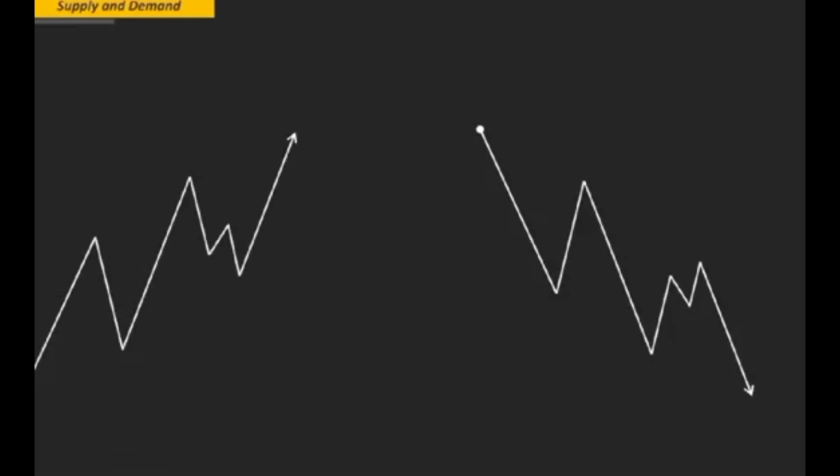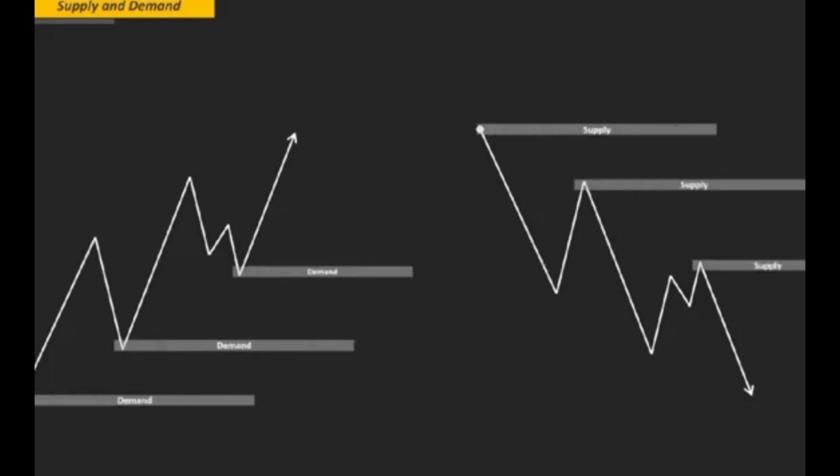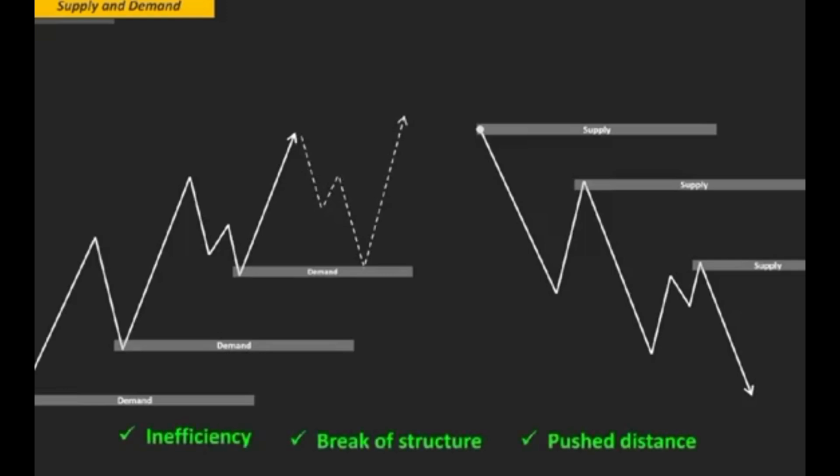Supply and demand zones are areas on the chart where traders have entered the market before, causing big price moves. Normally, we mark the beginning of these big moves as the supply or demand area, and we expect the price to reject these zones when it comes back to them. However, several key factors make a supply or demand zone stronger: inefficiency, break of structure, and the push distance.